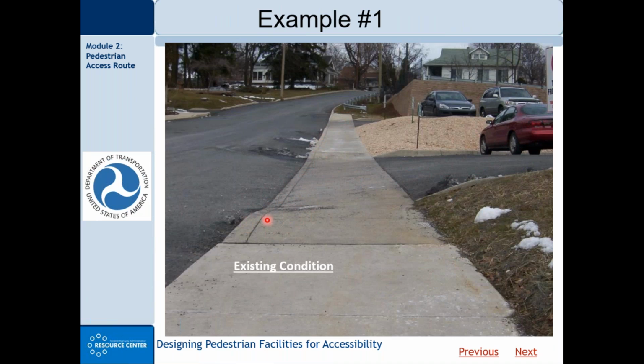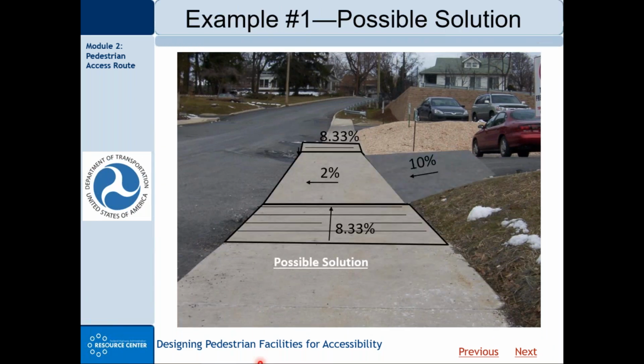Most likely that would cause the wheel of a manual wheelchair to leave the ground, which is not a good thing. So how might we redo this to make it accessible? And here is one idea, it's kind of photoshopped in here. Notice the sidewalk ramps down to this level area here. The sidewalk is level across the driveway and then ramps back up to the sidewalk. And the driveway grade here is steepened to 10%.